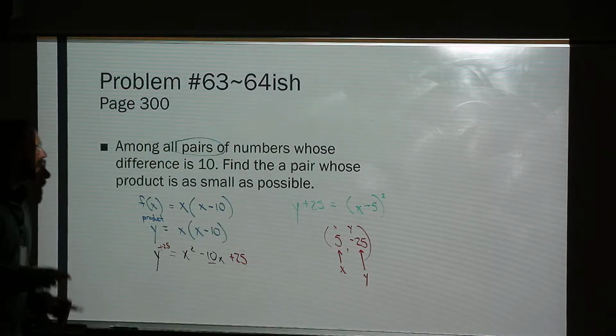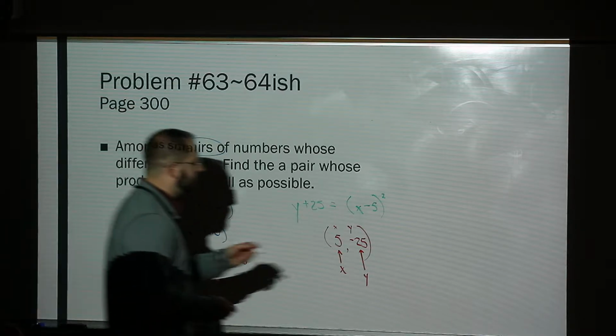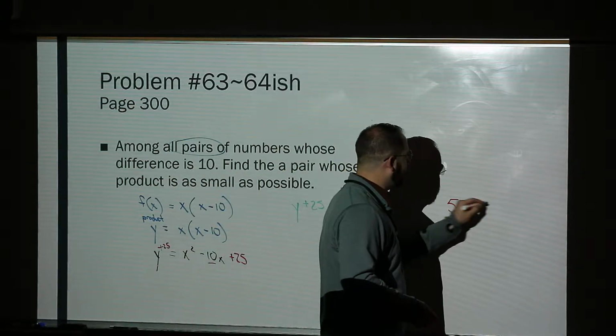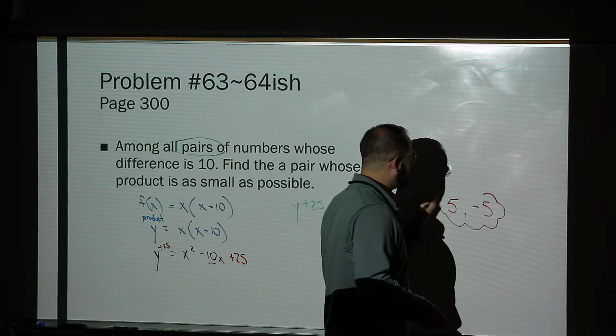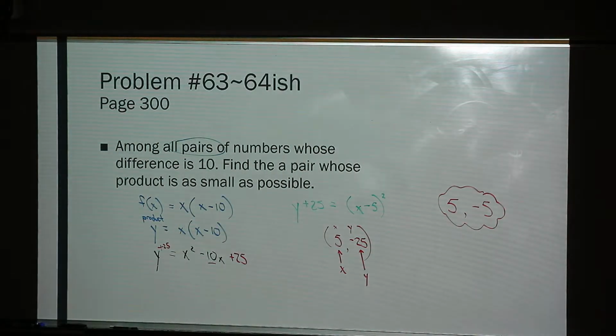So the smallest product you can get from two numbers that differ by 10 is negative 25. That's the smallest product you can possibly get out of there. So now the two numbers, if you want to know what they are, are 5 and negative 5. These are the magical numbers that will give you the smallest possible product when you pick numbers that differ by 10.